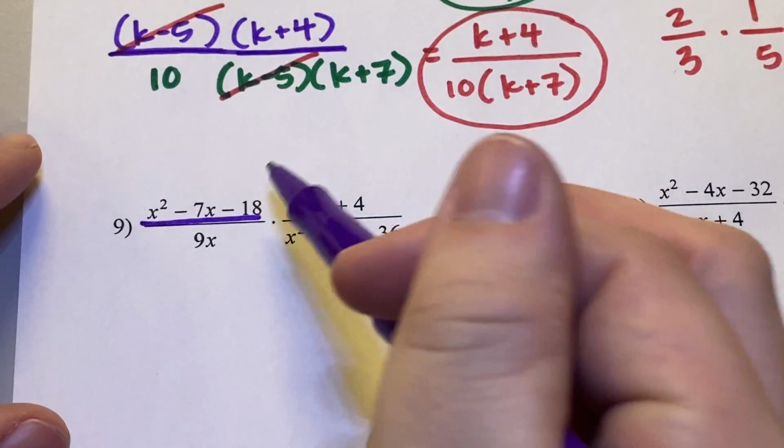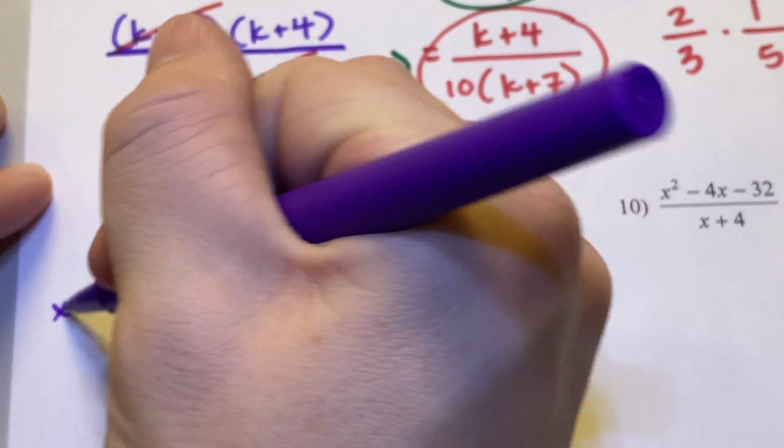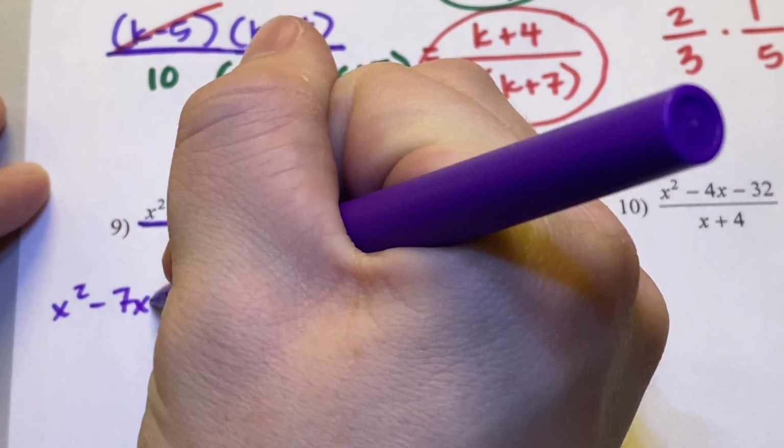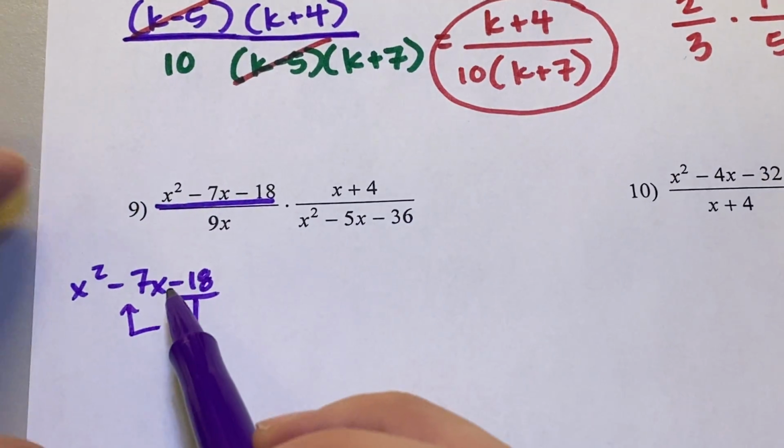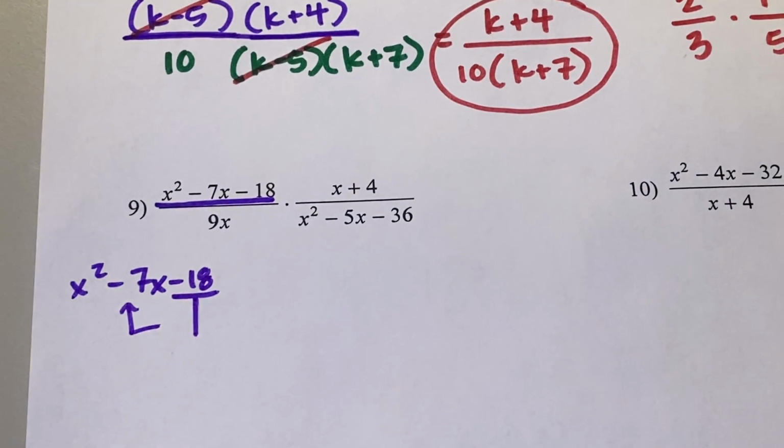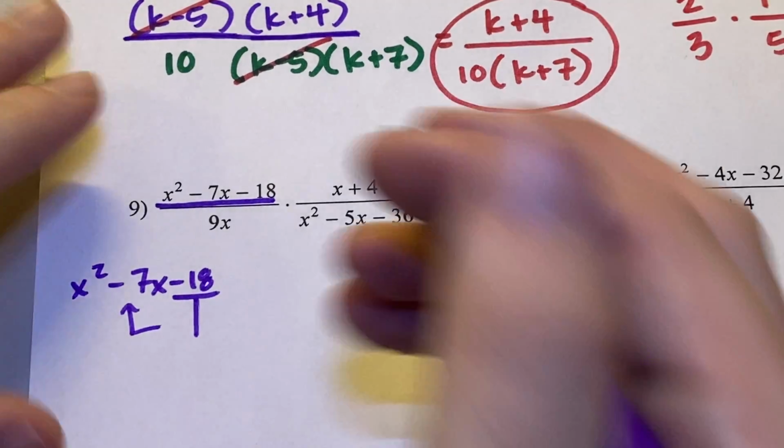I'll write it over here so we have some room: x squared minus 7x minus 18. Let's play the number game. Two numbers that multiply to negative 18 and add to negative 7. 9 and 2. Multiply 9 and 2, beautiful.